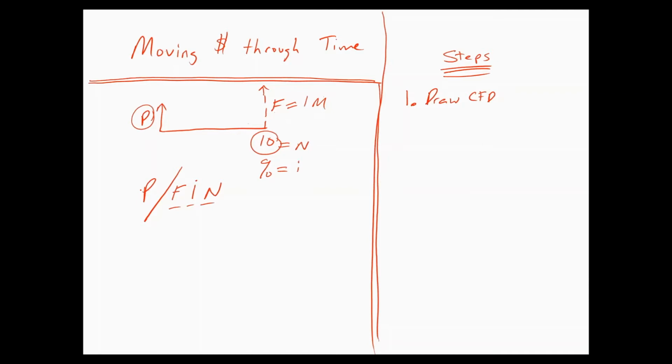So over to the right side of the screen, it says the steps. The first step, whenever you see a problem, is to draw out the cash flow diagram. That's what CFD means: cash flow diagram.